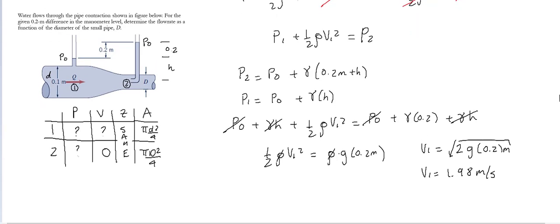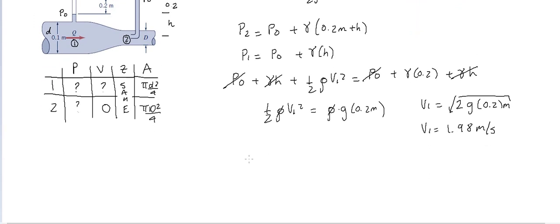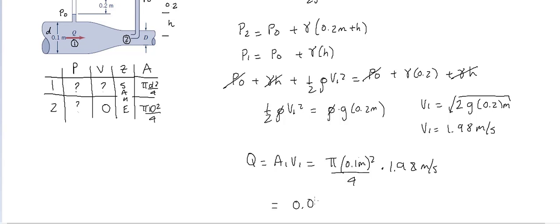Now that we have the value of the velocity, we can calculate the volume flow rate. Q is equal to A1 V1, and in that case, we have pi times 0.1 meters squared divided by 4. So that's the area at 1. We multiply it by the velocity, 1.98 meters per second, and if we multiply this out, we find that this is equal to 0.0156 cubic meters per second.